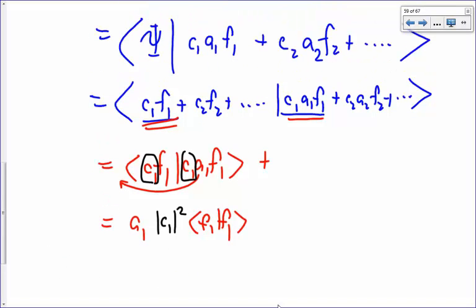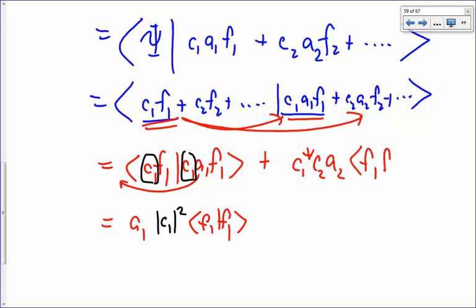So what about this second term right here? So that's the first term. How about this one? You can see there you're going to have a what? That's going to end up 0. Why? Because you're going to have a C1 star, C2, right? And then A2, and then you're going to have F1, F2 left inside the bracket. So that's going to be 0. So all the cross terms are going to come out 0, right?